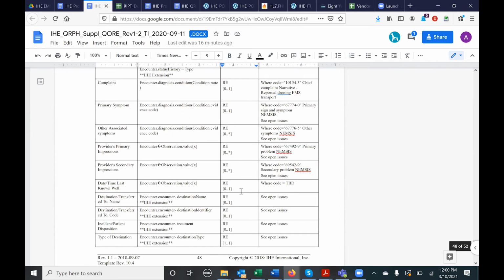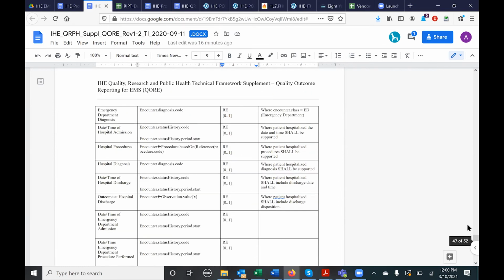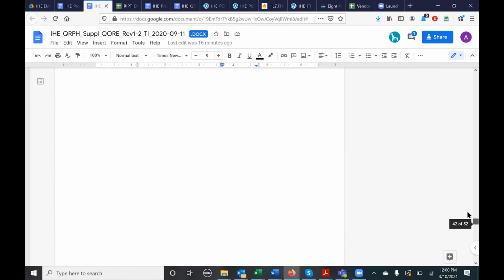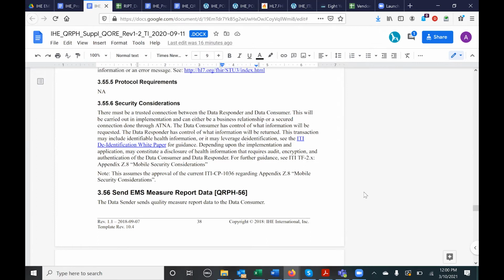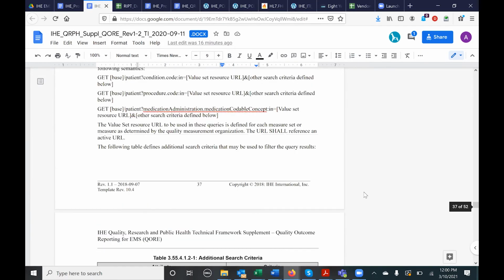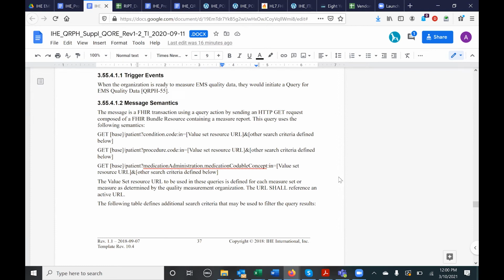I believe in the message semantics of this document, and I'm sorry, just scrolling through this, in the query section of the message semantics, it has the capabilities of a multi-patient query. Okay. That was what we were trying to do. But the response to that query would still be the discrete data for each patient? I believe so, yeah. Okay, yeah.